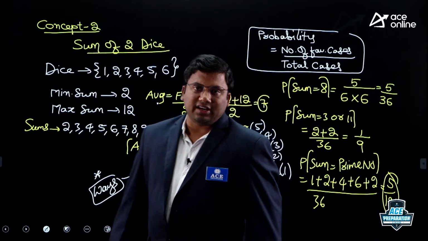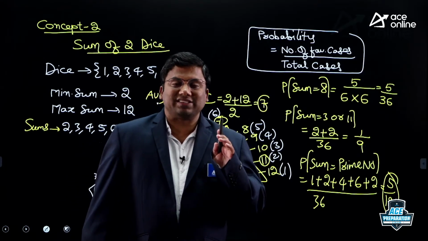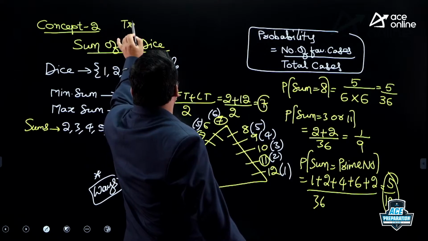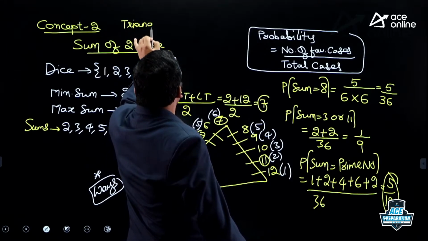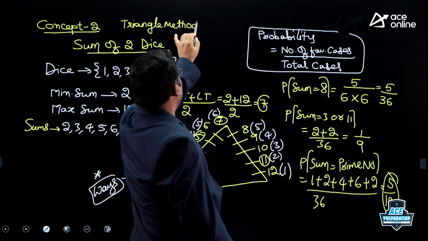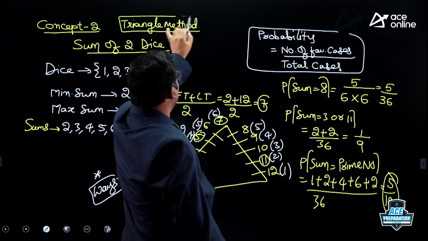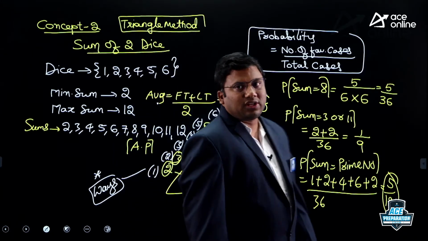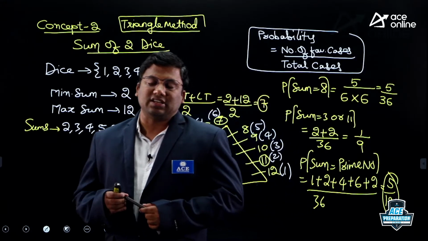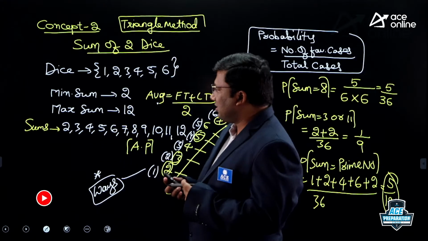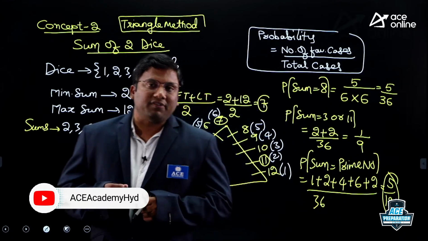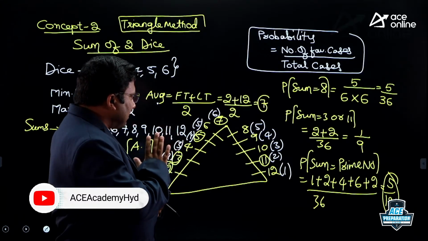Probability is defined as number of favorable cases by total number of cases. Triangle method, I hope the concept is clear. All the methods that we are discussing are unique shortcuts which you will not find in a regular textbook. So pay extra attention to the class. I hope the idea is clear, right, sir?